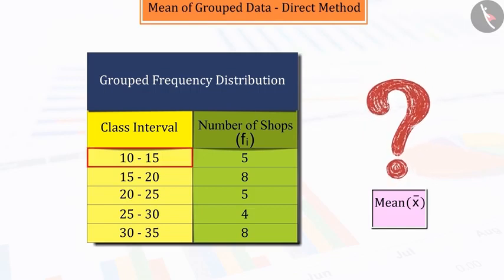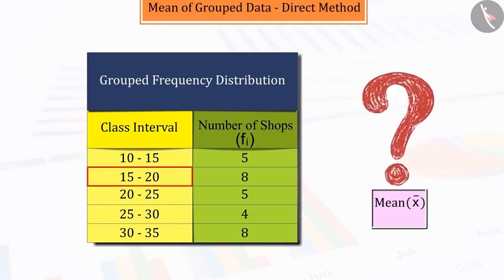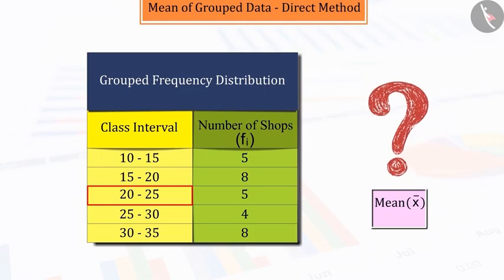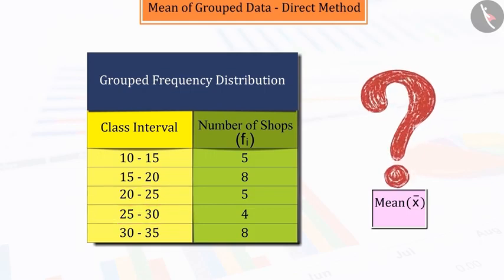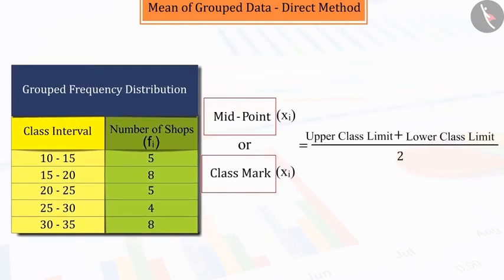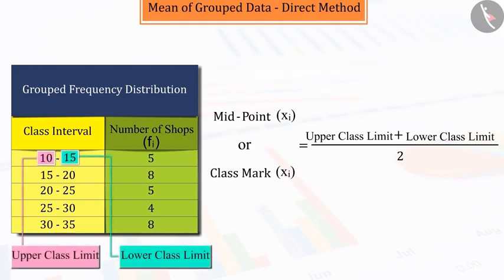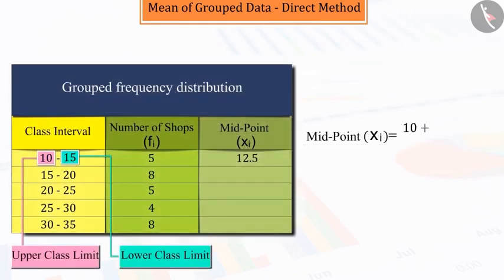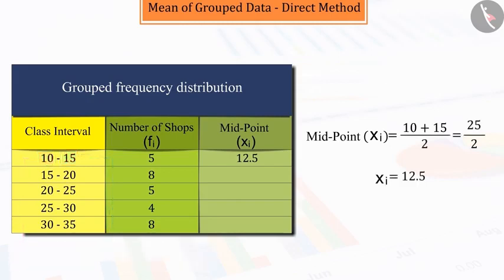Since we have to find the mean with the help of this data, we will need a point that will represent each class interval. Therefore, we can consider the midpoint or the class mark of each class interval as its representative, which is represented by xi. Here, from the table, we can see that the midpoint for the class interval is 12.50. And similarly, let us find the midpoint of all class intervals.